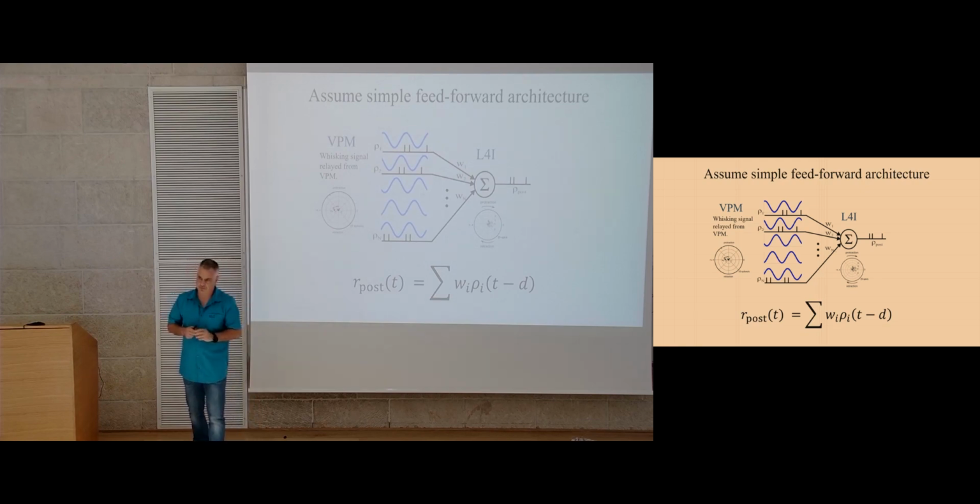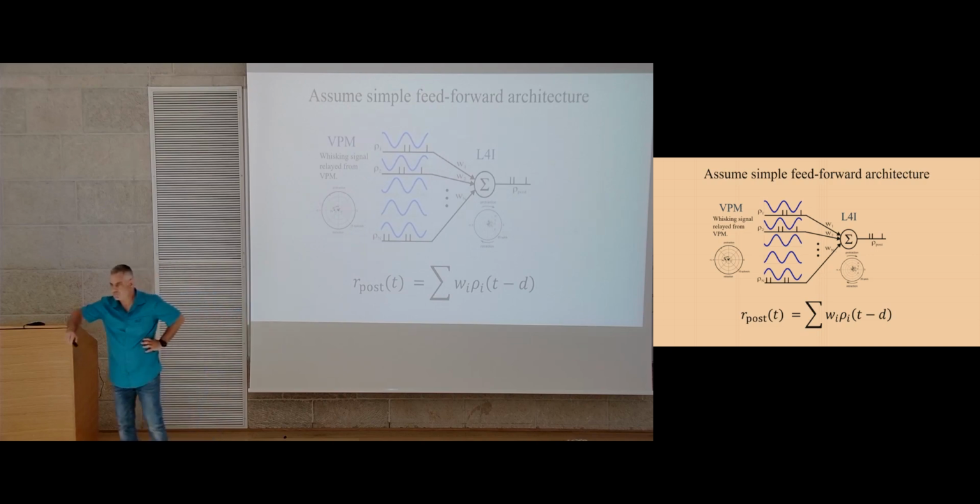Right. My question is more just what kind of computation do you think is happening from the VPM to L4? If you're just doing a linear combination, then effectively you're just turning a bunch of different phase selectivities into one phase selectivity, but you're not actually getting anything more interesting out, or are you increasing the selectivity, or are you doing something else? I don't know. So I'm not asking this question. You'll see what question I'm asking in a couple of slides.